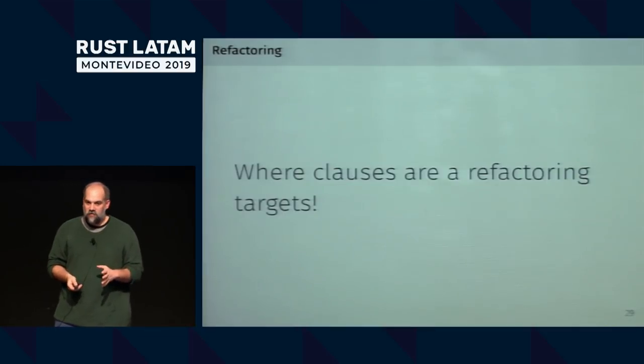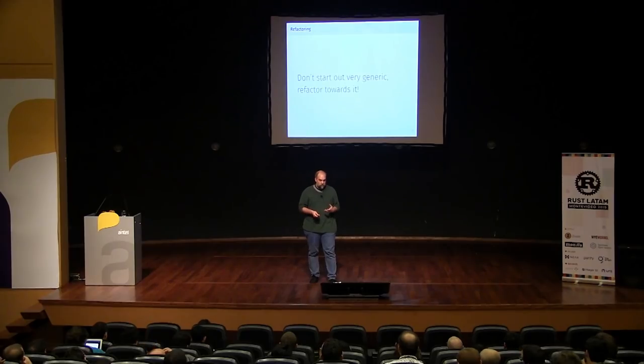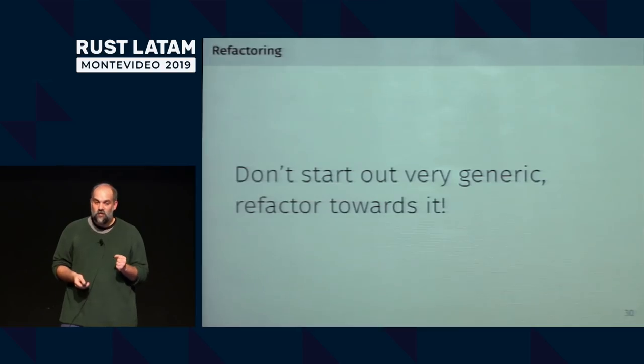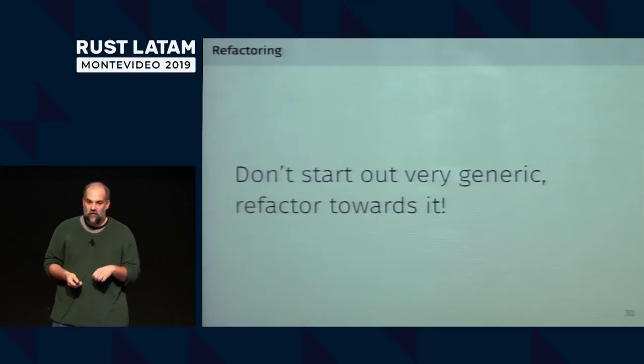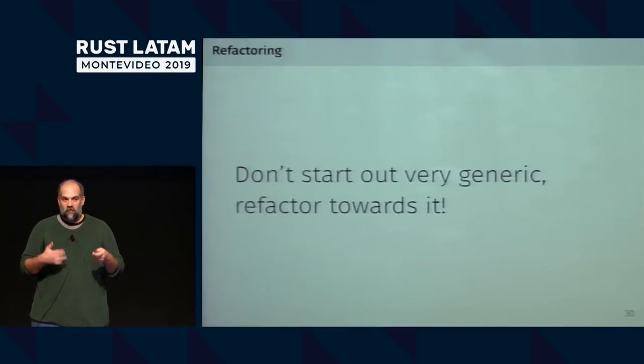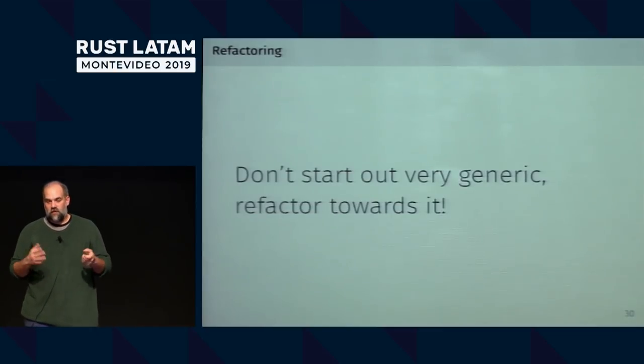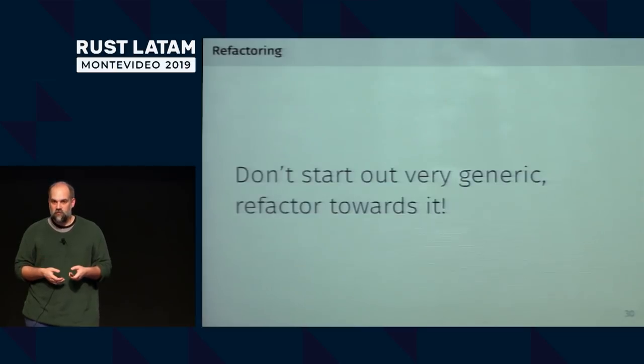So where clauses are primary refactoring targets. If you want to change your program and make it more flexible or more constrained, depending on what your goal is, your where clauses are your primary refactoring target. Also, don't start out extremely generic. Don't try to write generic code out of the blue. The pattern that I showed in the beginning, figuring out that two or three functions are basically the same and you can probably move them into a generic function, is a very useful one.